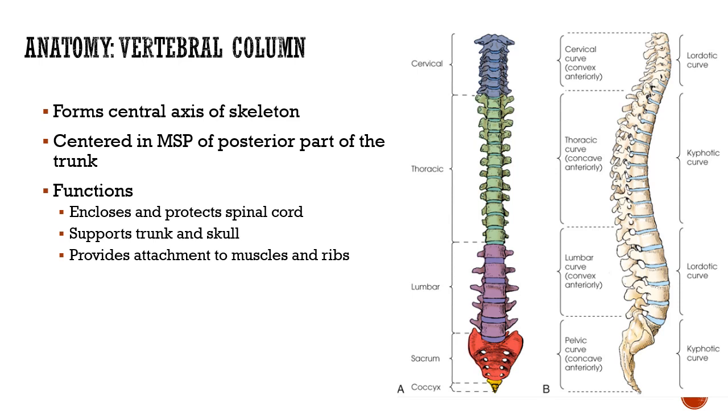As you can see, we have the cervical, thoracic, lumbar, the sacrum, and the coccyx. The cervical spine is convex anteriorly and is a lordotic curve. The thoracic spine is concave anteriorly, a kyphotic curve. The lumbar spine is convex anteriorly, a lordotic curve. And then the pelvic curve is concave anteriorly and is a kyphotic curve.